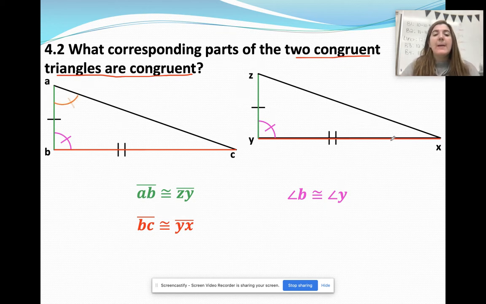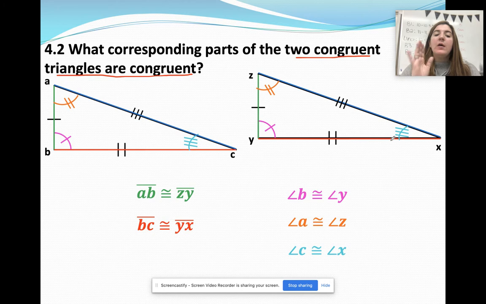Another corresponding part are angle A and angle Z. They're both in the upper left-hand corner. So I have angle A is congruent to angle Z. Another corresponding part might be angle C and angle X. They each have 3 dashes. And so we can write that out. Angle C is congruent to angle X. And there should be one more corresponding part, and that is going to be here in blue, my line segment AC. So I'm going to put 3 dashes through that one. And line segment ZX also gets the 3 dash treatment.